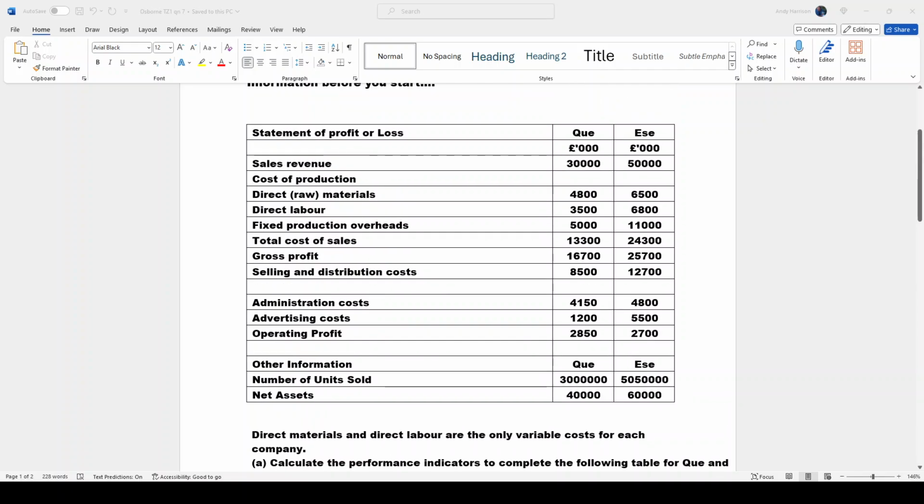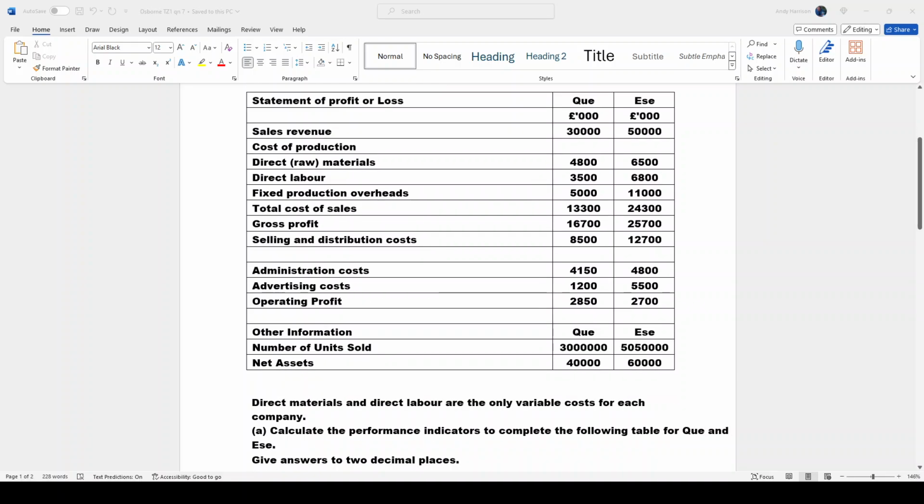So this one starts off with a statement of profit or loss, although it's actually asking you to comment more about the table that you'll be calculating from it. However, you do need to quickly return to this to realise that Q, who you're writing about, are only 60% of the turnover, just under 60% of the volume of the competitor, the company that we're comparing them to.